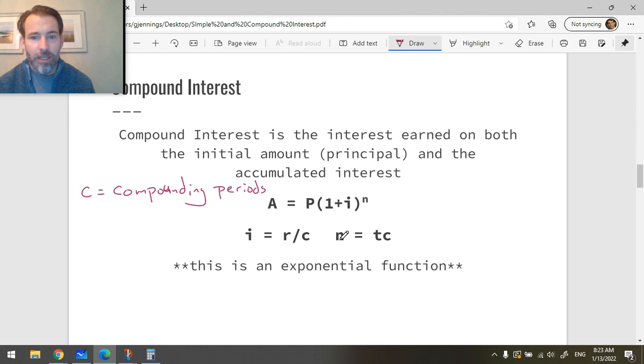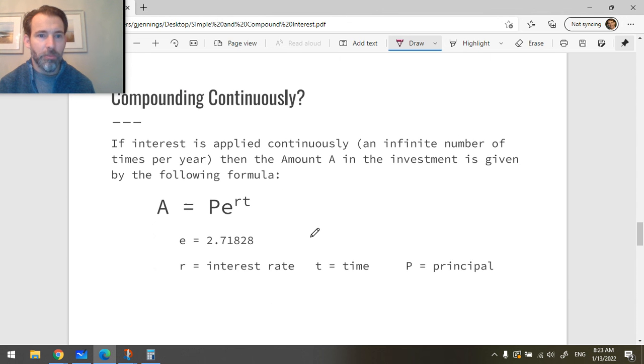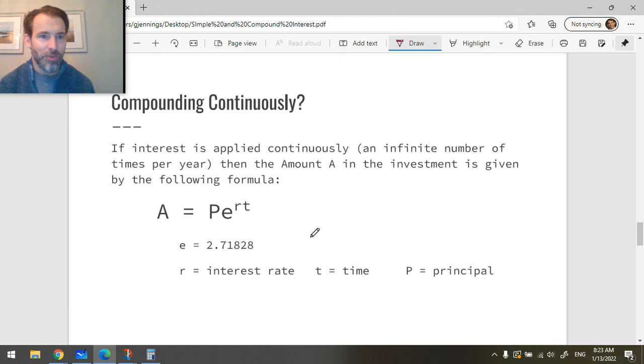So n is the number of times that interest is applied. The way you find that is you take the number of years and multiply it by the compounding frequency. The interest rate is the amount of interest that's applied per compounding period. So what you do is you take the rate of interest as a percent and divide as a decimal, and divide that by C. Okay, so it will make more sense when we take a look at an example.